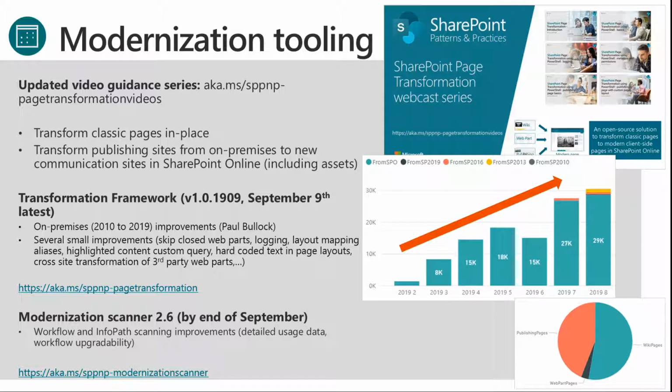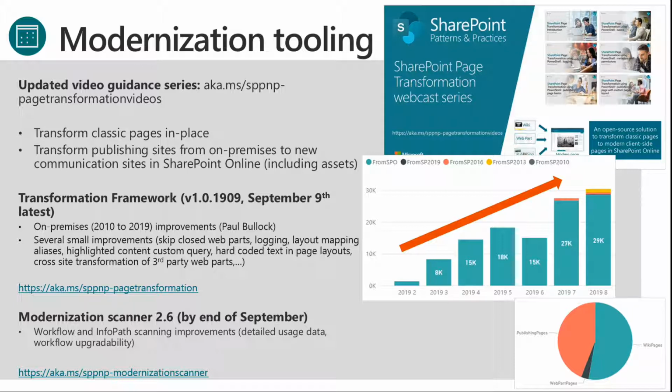And then there's a whole series of smaller improvements, like we now skip closed web parts, and logging updates. When you transform publishing pages, you have to define a publishing page layout mapping model, a file where you say how things map from the source publishing page layout to the modern page. With recent updates, you can now have one layout mapping file assigned to multiple classic publishing page layouts, for example. That makes maintenance a bit easier.